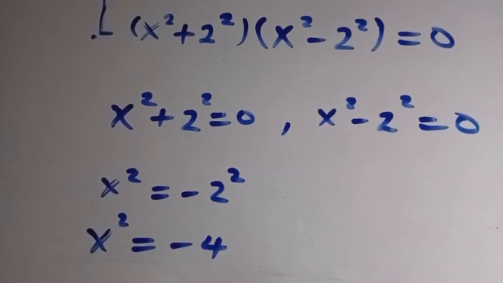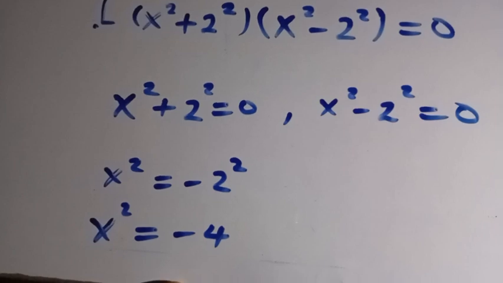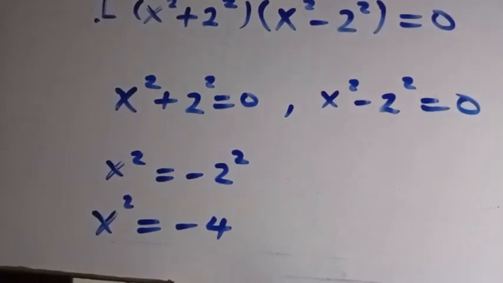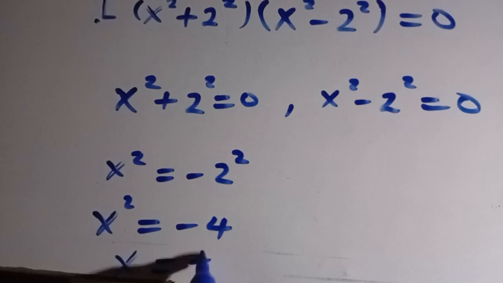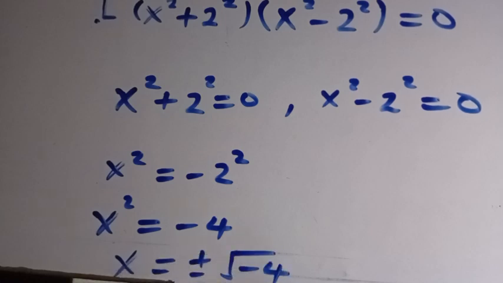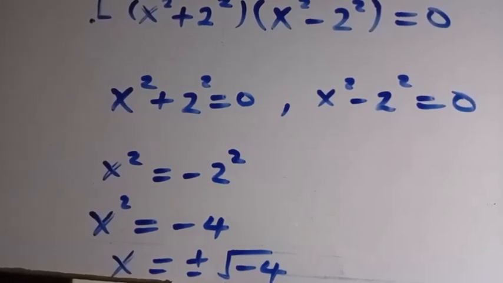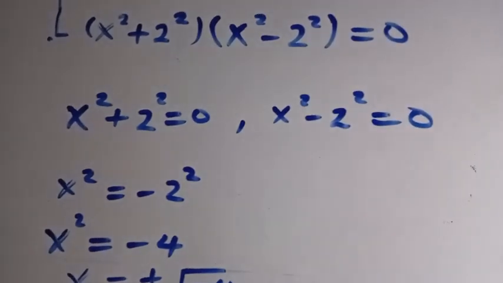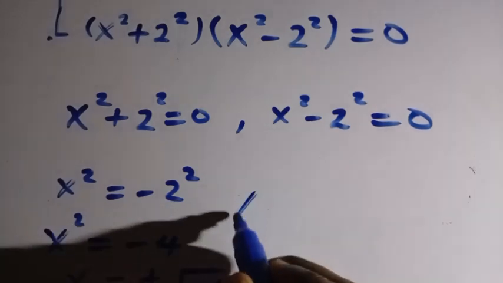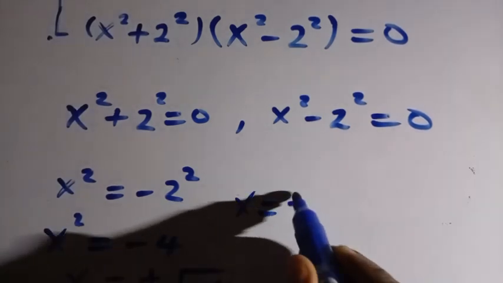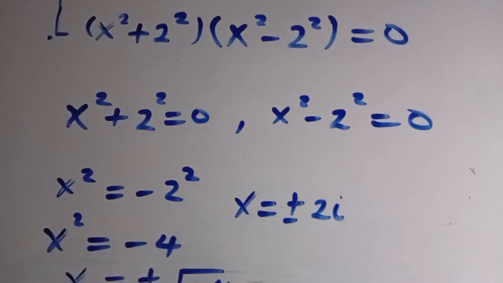When we take the square root of both sides, we get the value of x, which is plus or minus the square root of minus 4. Then the square root of minus 4 gives us 2i. That is, our x equals plus or minus 2i. So here is a complex solution.